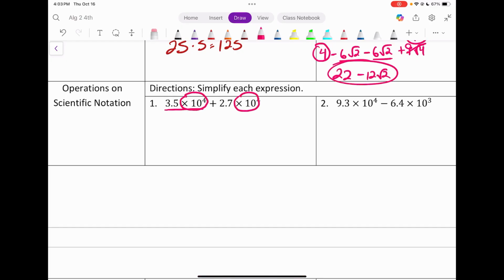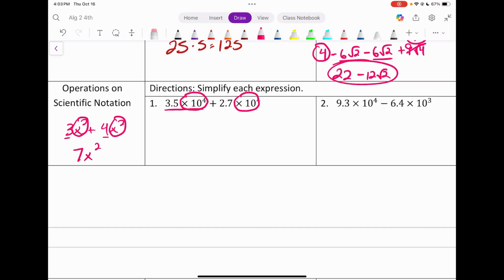The same way if I had 3x squared plus 4x squared. The number out front tells you that's your coefficient, how many you have. And if these things right here are alike, they can be added. So when you add 3x squared and 4x squared, you get 7, and you leave the x squared alone.